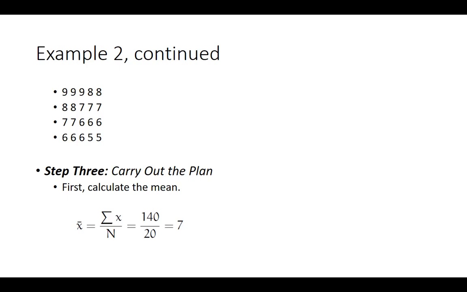First, to find X bar, to find the mean, we need to add up all of our data points and divide by how many there are. So with our calculator, we go 9 plus 9 plus 9 plus 8 plus 8 plus 8 plus 8 plus 7 plus 7 plus 7 plus 7 plus 7 plus 6 plus 6 plus 6 plus 6 plus 6 plus 6 plus 5 plus 5. We get 140, and then divide by 20 because there's 20 of them. 140 divided by 20 gives us a mean of 7.